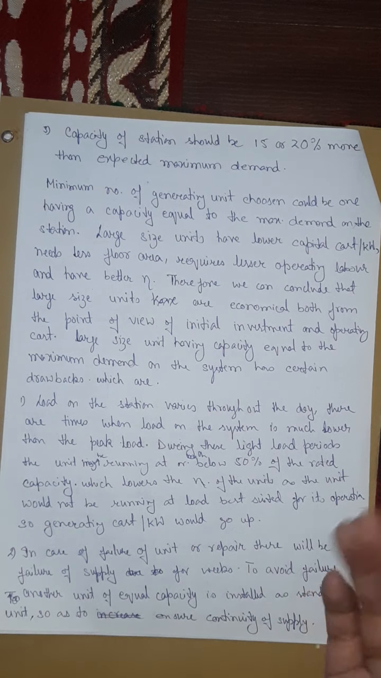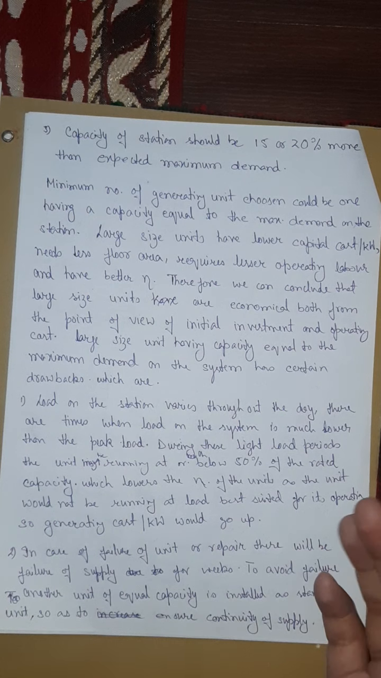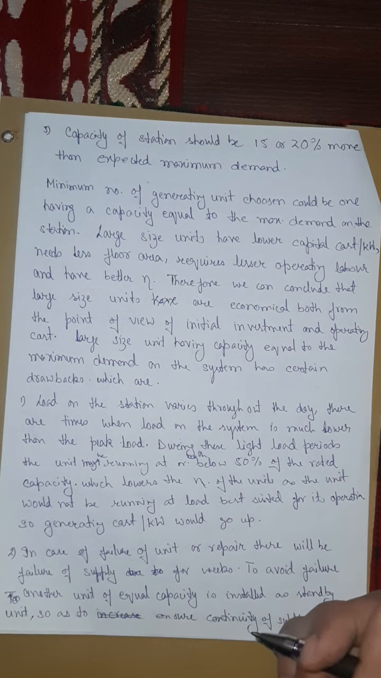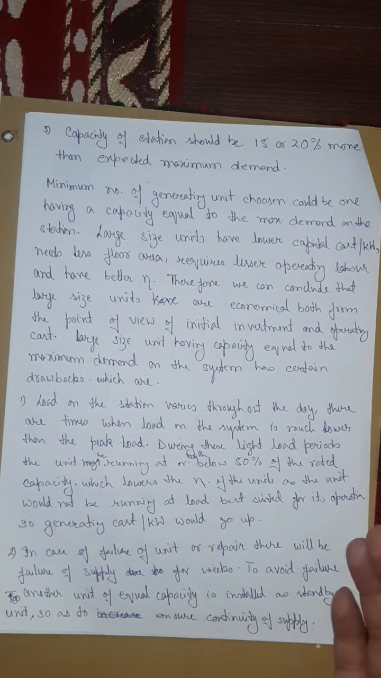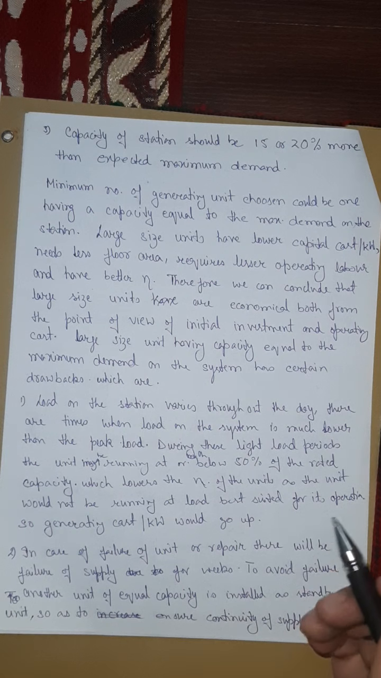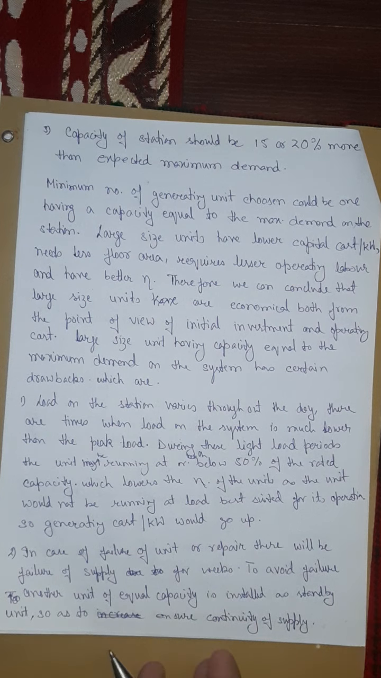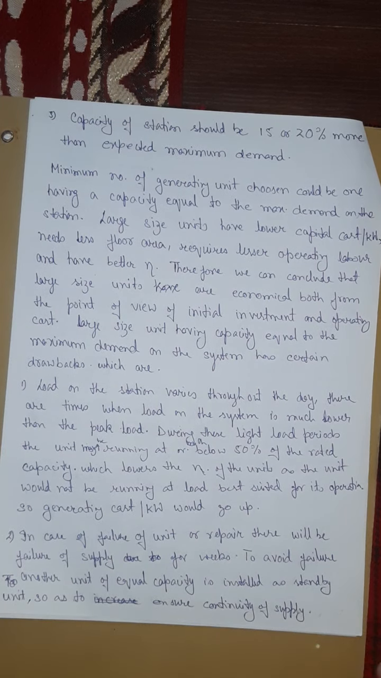So I am saying that by using a single unit of large capacity at a load which is less than 50% of its capacity, it reduces the efficiency. And if the efficiency reduces, what will happen? The cost per kilowatt will increase. Okay, so the cost of generation will go up. Got it?